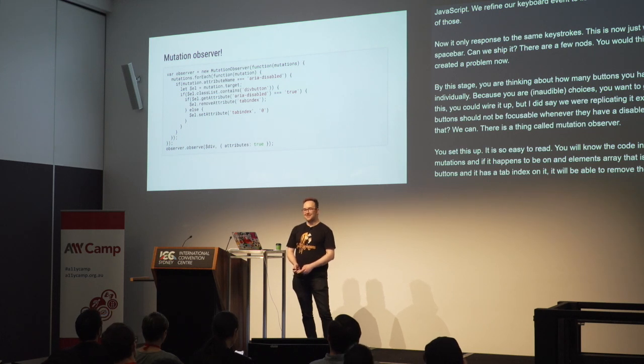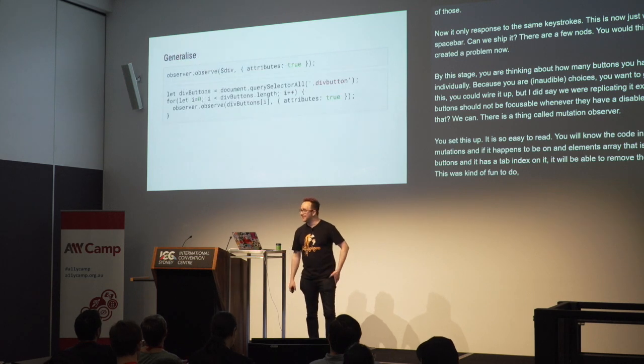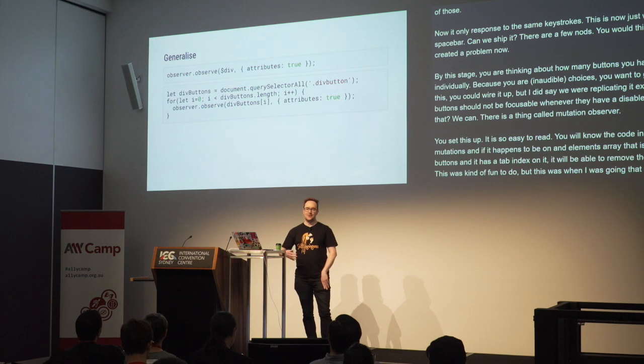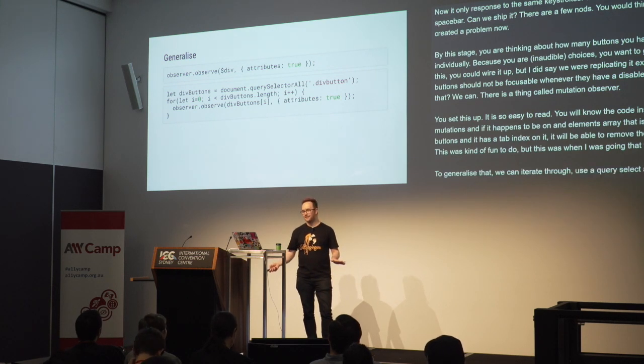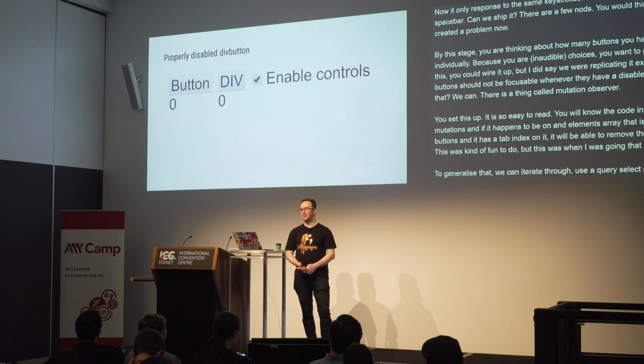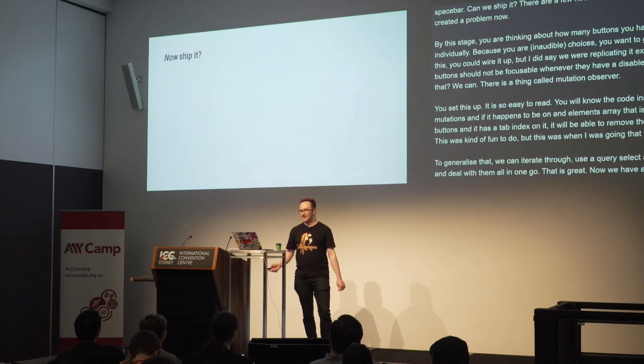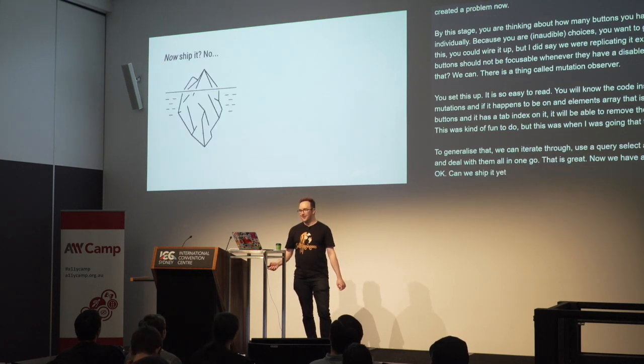This was actually kind of fun to do, but this is when I was really going, yeah, this is going to be kind of big. So to generalize that, we can just iterate through, use a query selector all for all of our buttons, and we can find them all and deal with them all in one go. So that's great. So now we have a properly disabled div button. Okay, can we ship it yet? No.